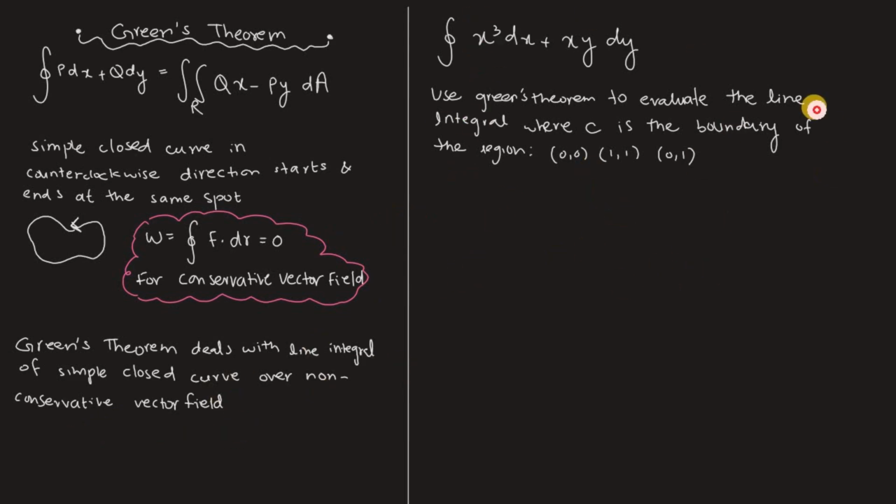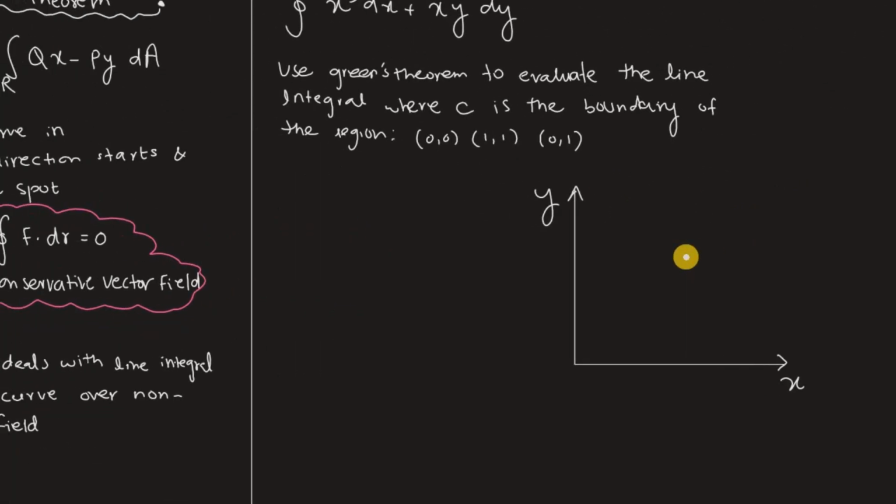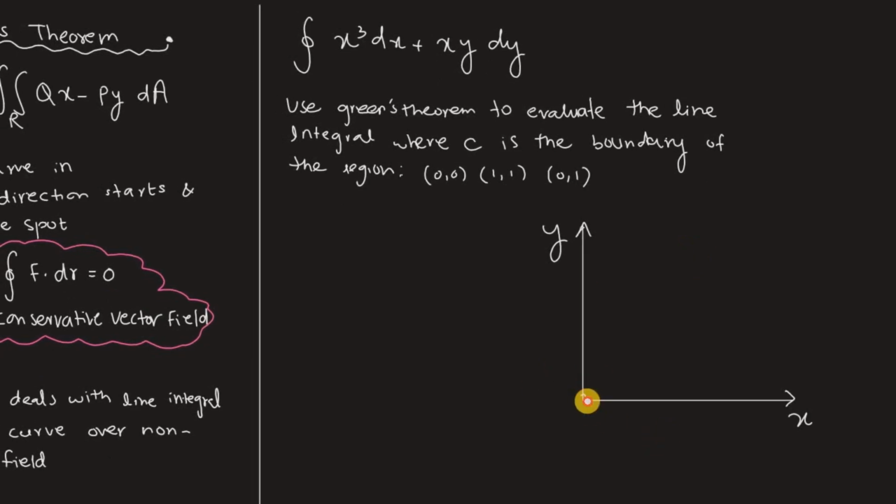Okay, so let's go ahead and solve this problem where we have this closed integral over here. We need to use Green's theorem to evaluate the line integral where C is the boundary of the region given by these points. So let's go ahead and plot these points. Okay, so I just drew the Cartesian plane. We have our first point as 0, 0, which is nothing but this point over here. And we have our next point as 1, 1. So let's say this is 1 and this is 1, so we have our point over here, 1, 1.